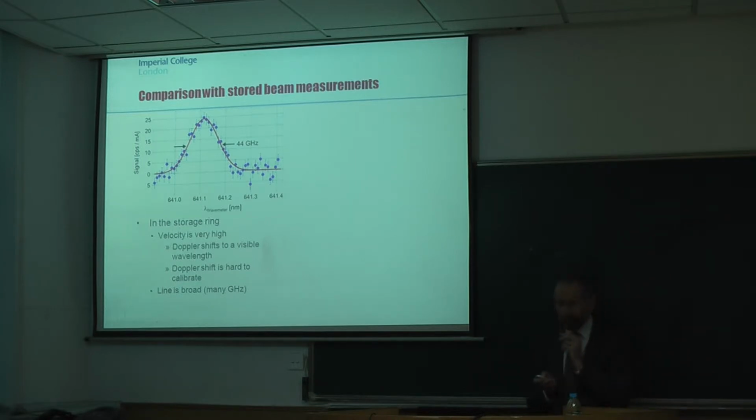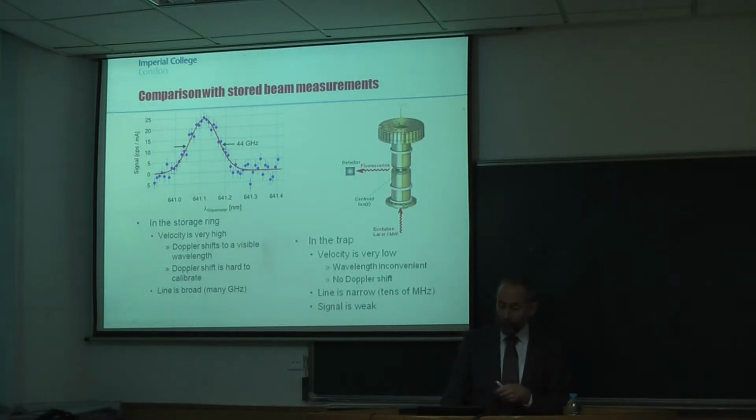But the problem is that if you want to do an accurate measurement of the wavelength, you can measure it accurately here, but in order to convert it into the wavelength in the ion's rest frame, you need to know how fast the ions are going, and it's very hard to do that calibration accurately enough. So you need to have a very precise calibration in order to get a precise measurement of this wavelength in the right frame. And that's the limit currently on interpreting these results, is getting that calibration right. And also the spectrum is quite broad. If you look, it's 44 gigahertz, it's quite a broad spectrum.